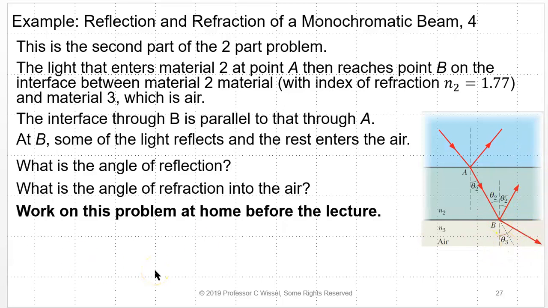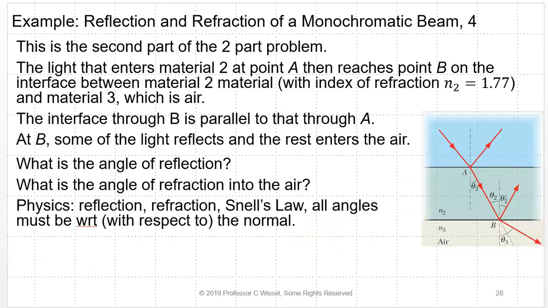What is the angle of reflection? You probably could figure that out right off the bat, but be very careful with it. What is the angle of refraction? And of course, you should have done this at home before you view the videos. We have the same physics as before: reflection, refraction, Snell's law. Again, remind ourselves, all angles are measured relative to the normal. But now we're going into a medium with a lower index of refraction, so we expect the light to bend away from the normal as it comes out into the air.